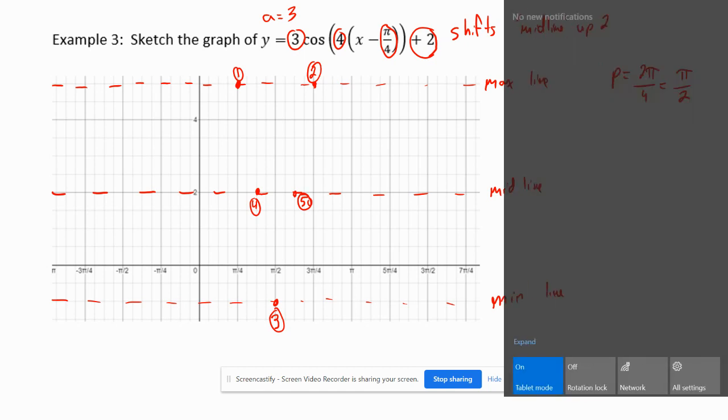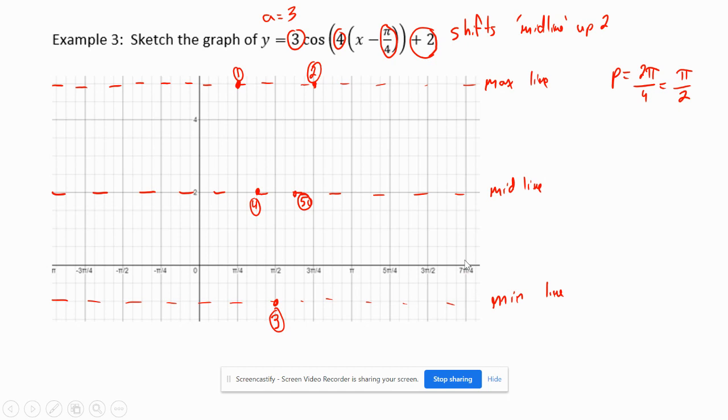And now I'm just going to extend this pattern and fill out the rest of the graph. So I have a point here, and I'm just extending this graph, following this pattern, like this.